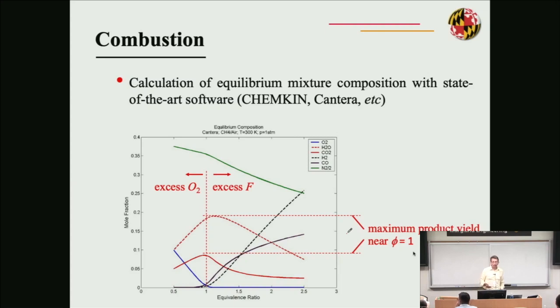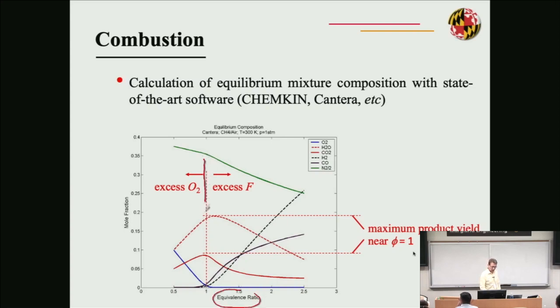So to be able to describe that, typically in the combustion literature, you have to use specialized software to calculate the composition of chemical products. So here, this is an example of a calculation done with Cantera, where you have the products of a methane air combustion process at normal temperature and pressure conditions. And on the x-axis, you have the equivalence ratio.